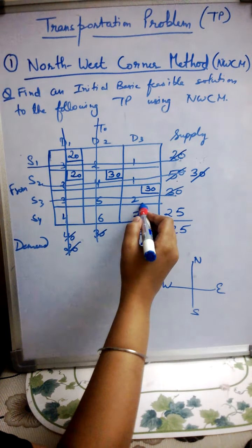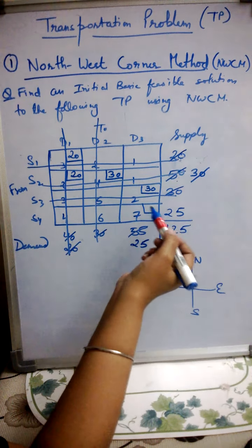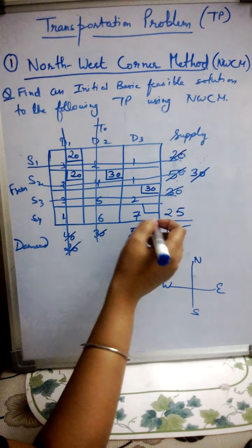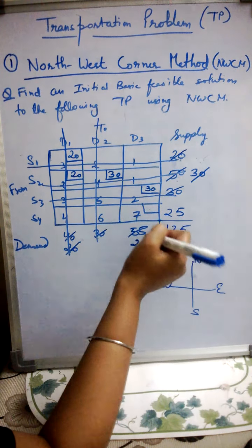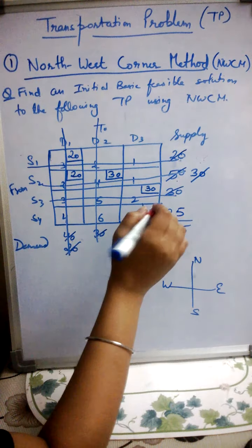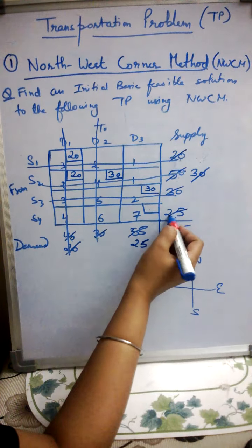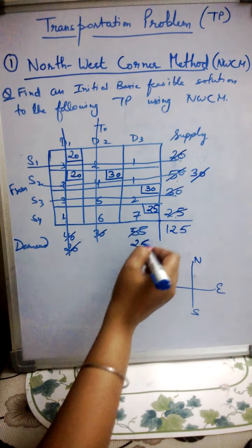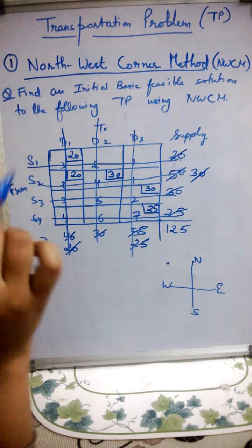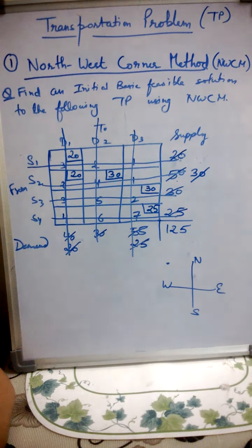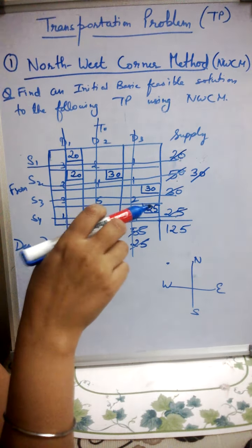Now we are left with this cell only, and always at the last cell, whatever cell is remaining, the supply and demand are always the same. If it is not the same, that means you have made some mistake while allocating the units. So 25 units is the supply and 25 is the requirement. So 25 will be allocated here. This is also exhausted, this is also exhausted, so we'll cancel off this row, this column and this row. Now at last all the rows and columns should be cancelled off. So we have obtained an initial solution to this problem.